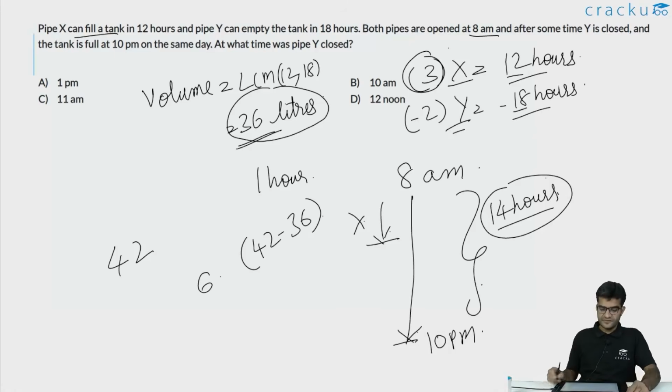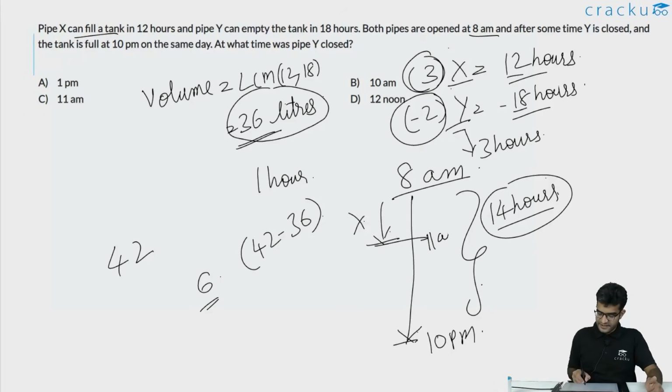In how much time will Y empty 6 liters? Every hour it empties 2 liters. So if it has emptied 6 liters, it was open for 3 hours. Both the pipes were opened at 8 am. Pipe Y was closed after 3 hours. So it was closed at 11 am. So the correct answer is option C, which is 11 am.